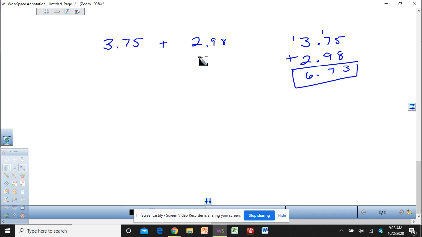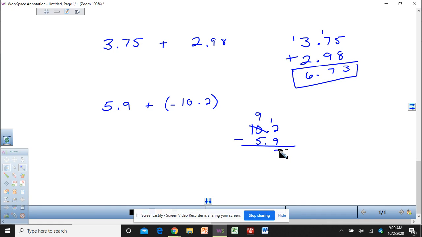Line up the decimals. If they're opposites, let's say we had 5.9 plus negative 10.2. You're going to subtract them. So we're going to put the bigger one on top. 10.2 minus 5.9. I got to borrow from here. It gives me a 9. So this gives me a 3. 4.3, and then you take the sign of the bigger one. So 10 is bigger than 5.9, so you get negative 4.3.